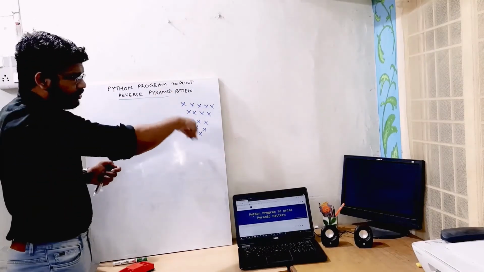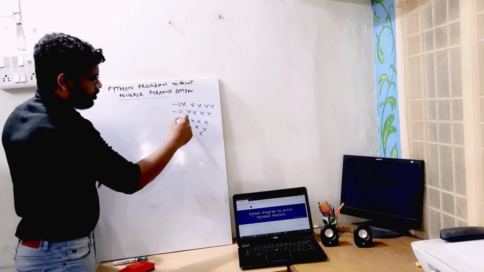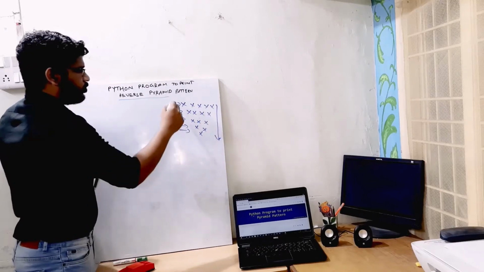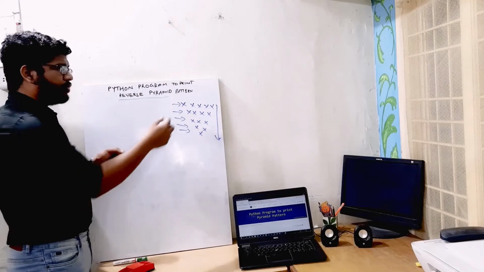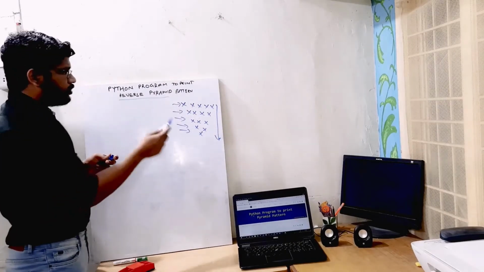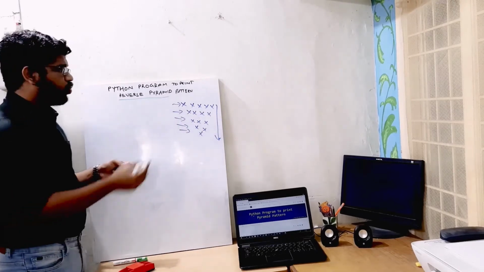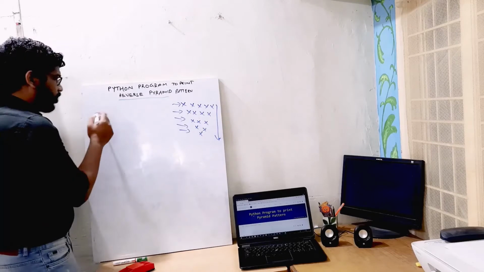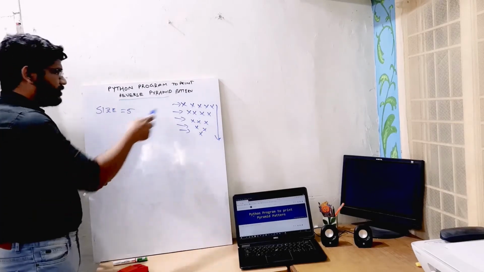Basically we'll loop this. These are called rows and these are called columns. We'll just loop these rows and columns to achieve this type of pattern. For example, here we have 5 stars, 1, 2, 3, 4, 5, which we can call a range. So I'll call it size equal to 5.